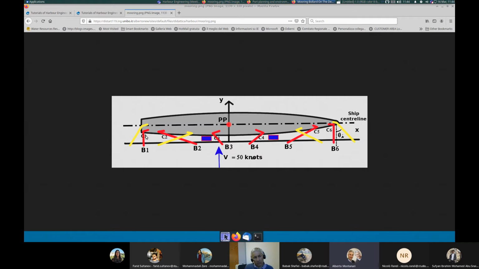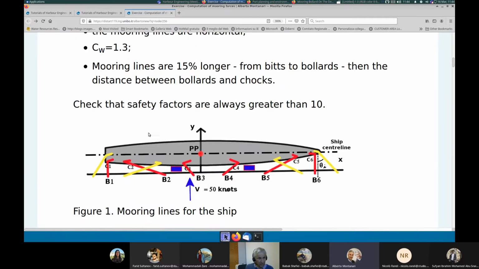Okay, and for computing the mooring forces, I don't need to know the coordinates of the bitts. What matters is the position of the chocks relatively to the position of the bollards. And what matters is, again, the total length of the mooring line, but it doesn't matter the coordinate of the bitts, which is the ending point of the mooring line on the ship. Okay, let's go back to our description.